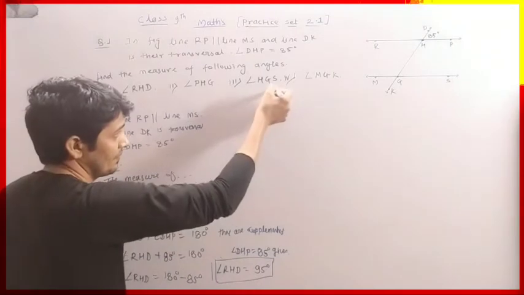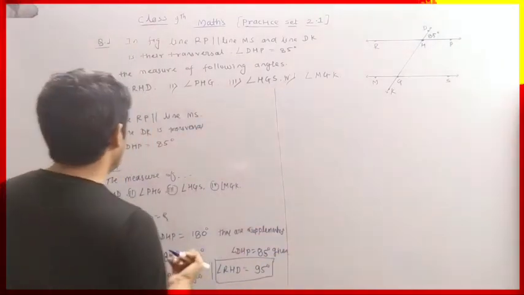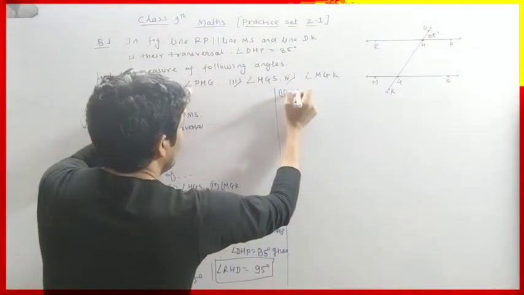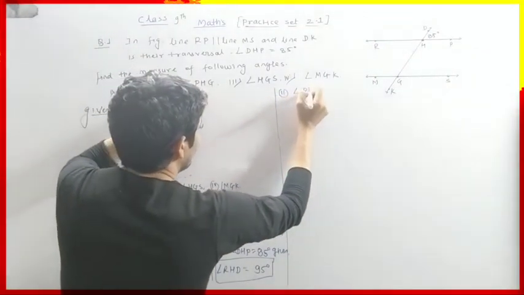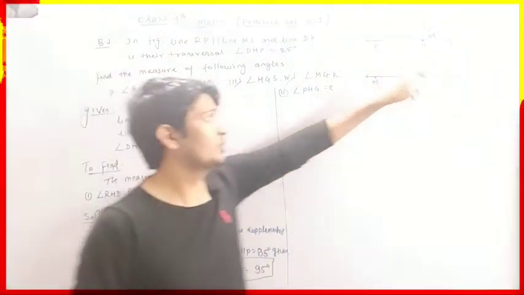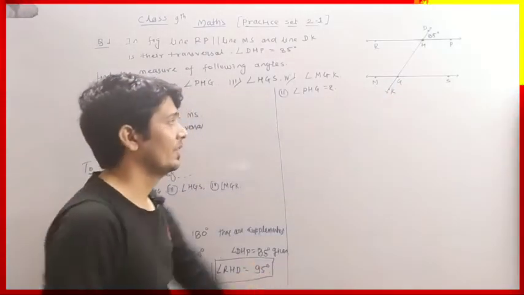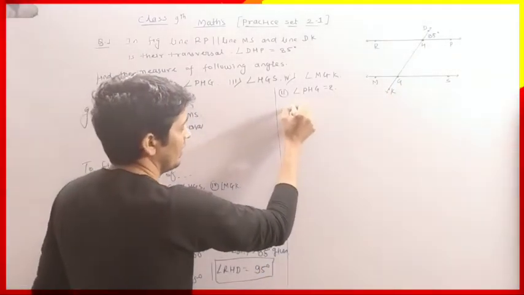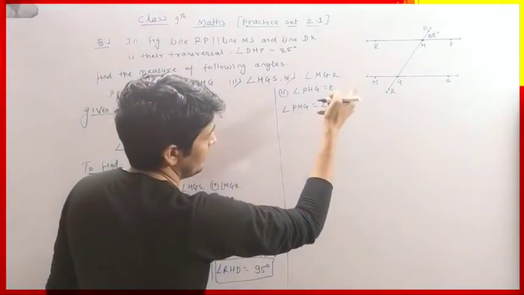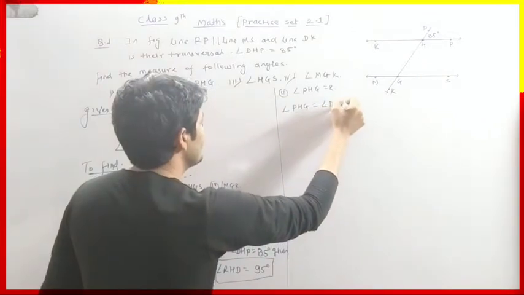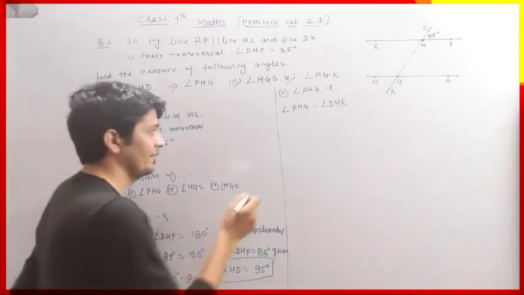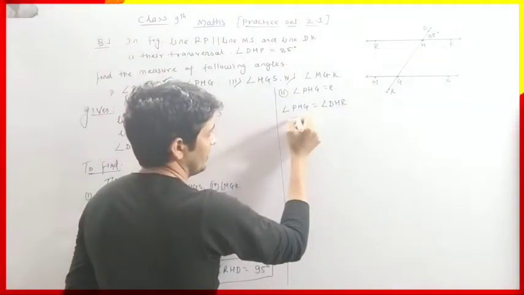Now next we have angle PHG. PHG equals question mark. Which one? This one, PHG. So angle PHG is equal to angle DHR. Why are they equal? Because they are opposite angles, by the opposite angle theorem.